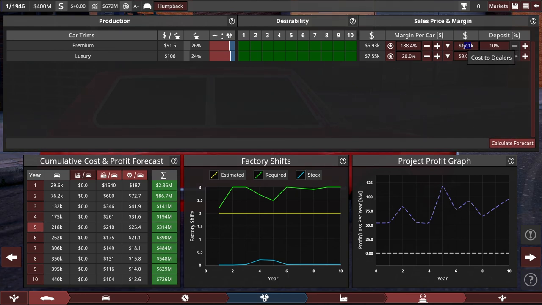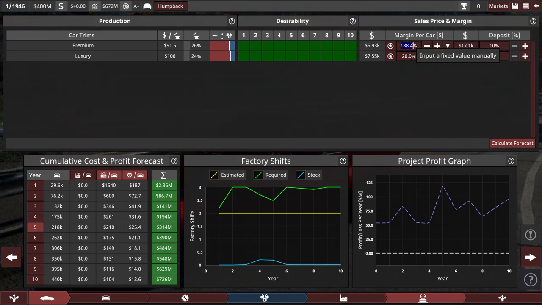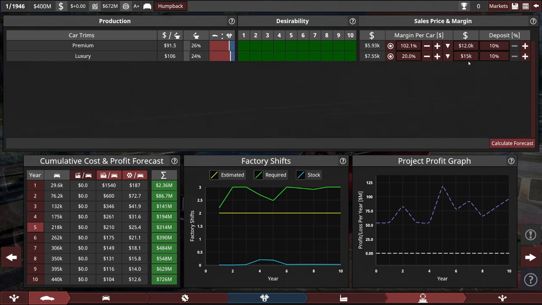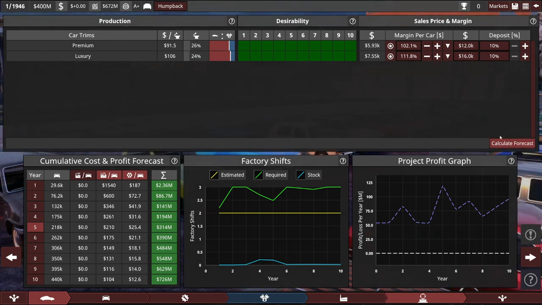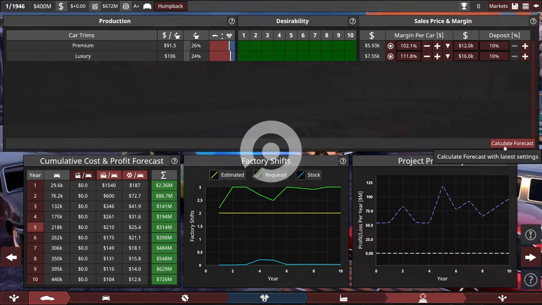And that's a little high for us, making 188% margin if I set it to that. So I'm going to drop this to $12,000, I think, could be good. And then our luxury trim, that costs us $1,500 more to make, we're going to cost $15,000, maybe $16,000. Then we hit calculate forecast.